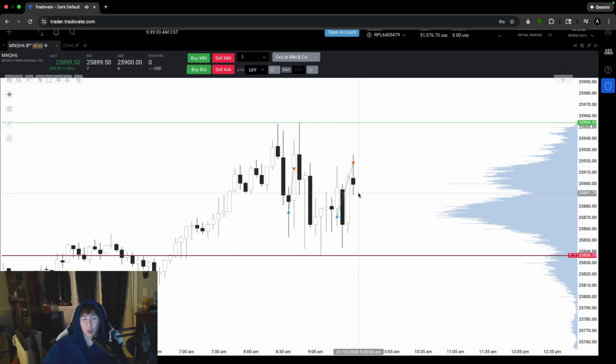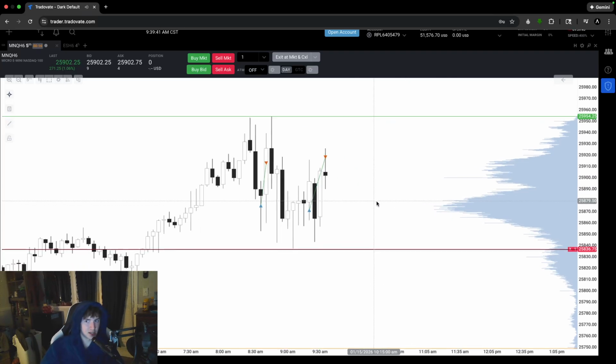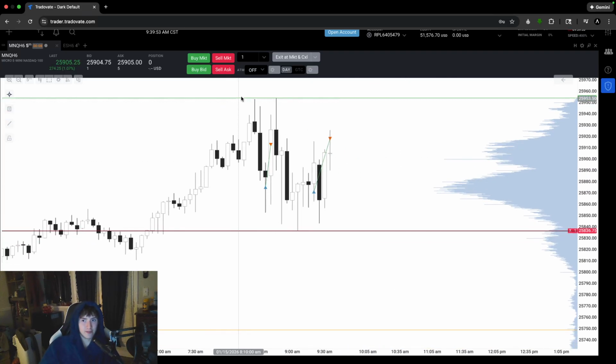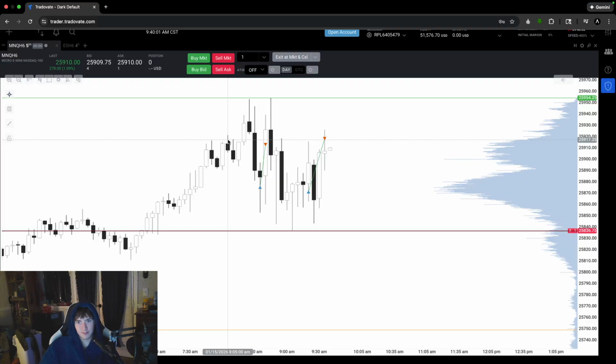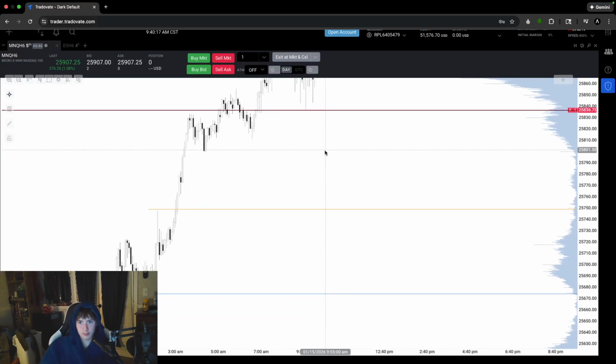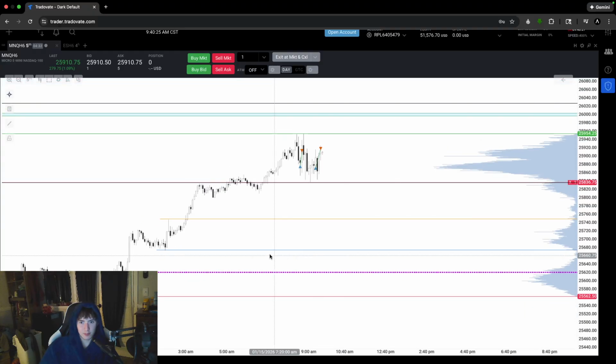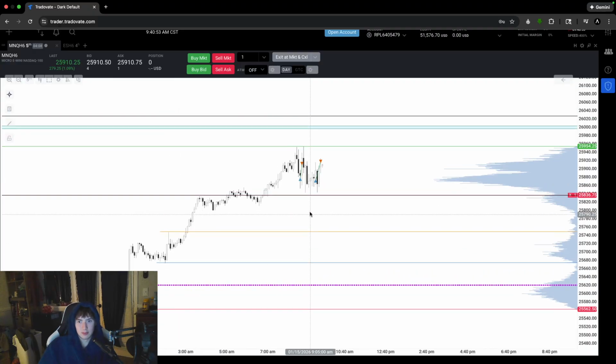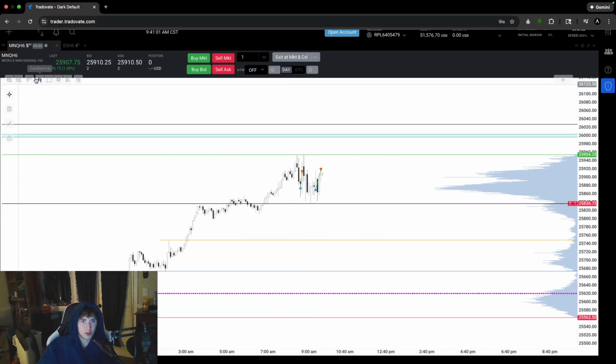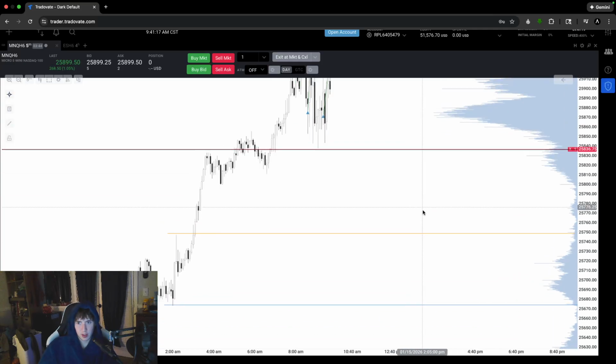Because honestly, there were more confluences going the opposite direction. We inversed a whole bunch of fair value gaps right here on the 1 minute. I mean, we have all these lows down here, midnight open, London high, London low. If you have the 4 hour, there's a whole bunch of gaps all the way down here. We're going to want to fill them lower.